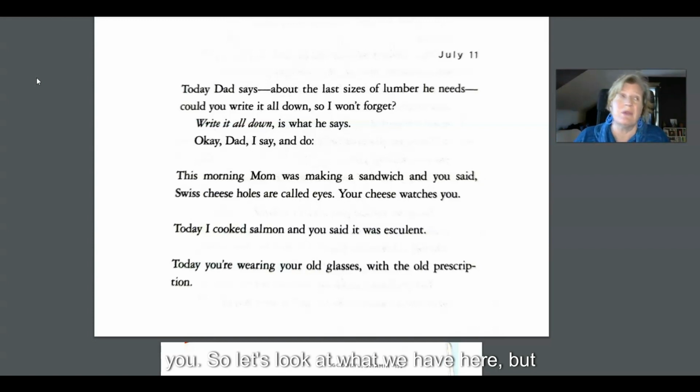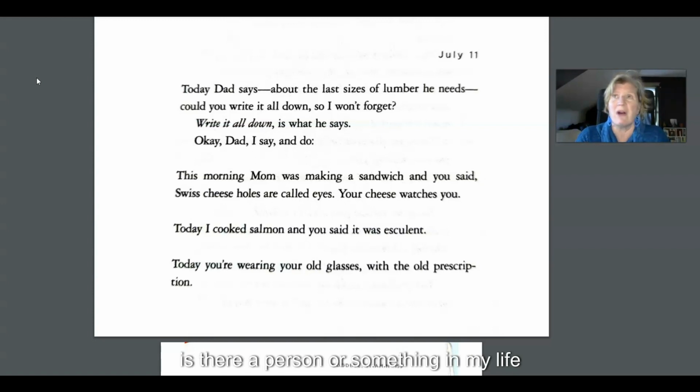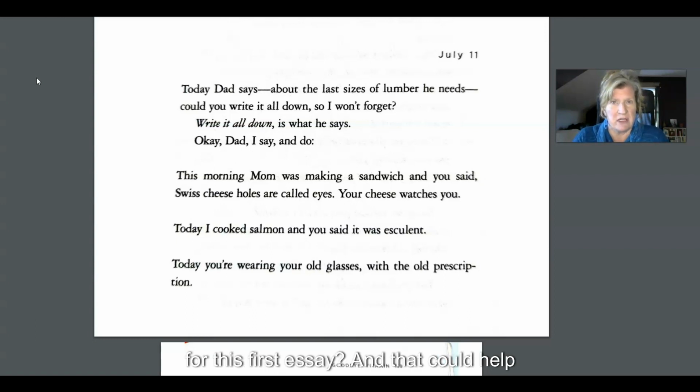So let's look at what we have here, but you should think to yourself, is there a person or something in my life or a theme that I would like to focus on for this first essay? And that could help determine what your phrase or words of repetition are.